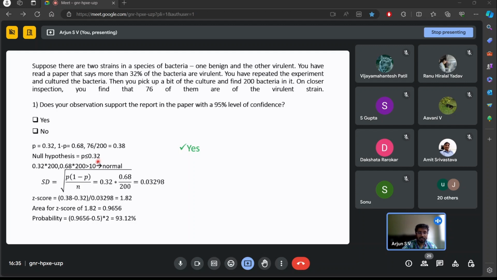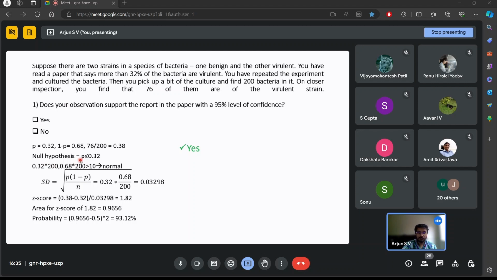If not, you will reject your null hypothesis and accept an alternate hypothesis saying that your p-value is greater than 0.32. Like, 0.38 is greater than 0.32, right? So you can accept your alternate hypothesis and you can give yes as an answer. So null hypothesis: p is less than 0.32.